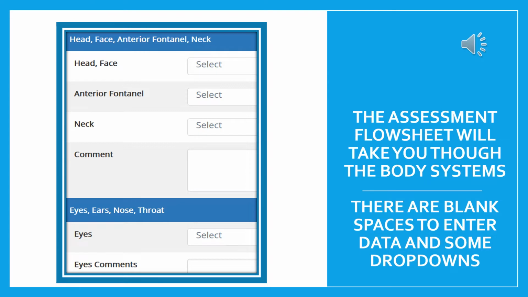If you click on the assessment flow sheet and scroll up and down, you'll see that it takes you through the body systems. There are blank spaces to enter data, and then there are some drop downs as well. Click on the drop-downs in each section to look for descriptions of your findings. The comment sections are free text, and you can enter more detailed descriptions of your findings there, or findings that you can't document in the drop-downs.